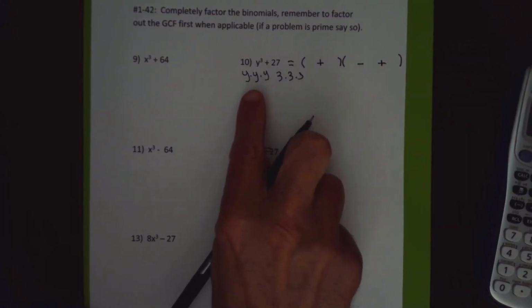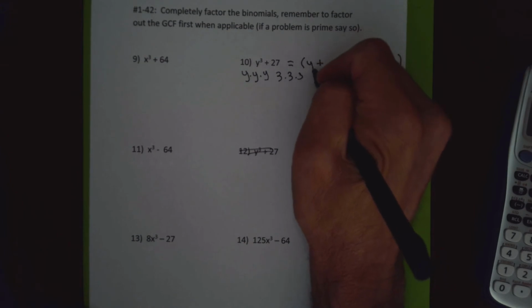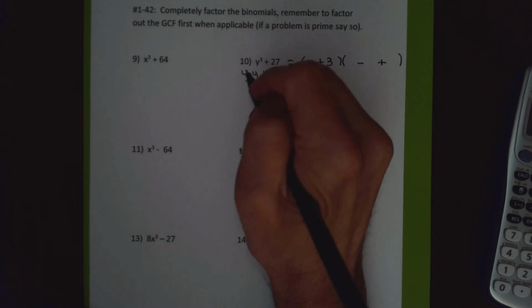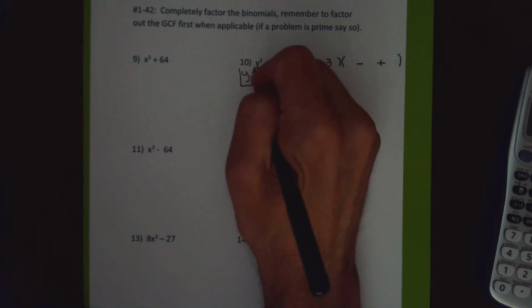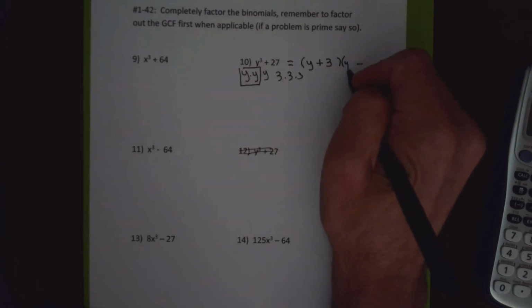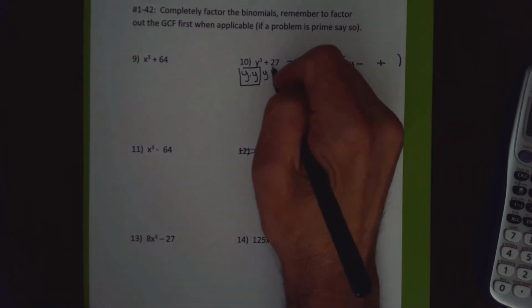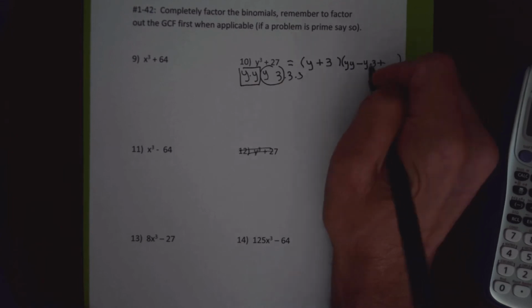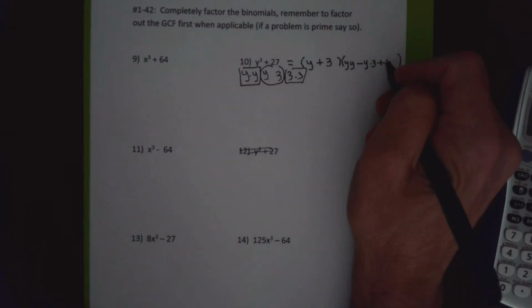To fill up the parentheses, the first parentheses gets 1 from each group. 1 from the group of y's, 1 from the group of 3's. Second parentheses I pair and multiply. First pair is going to be y times y. Second pair is going to be y times 3. Third pair is going to be 3 times 3.